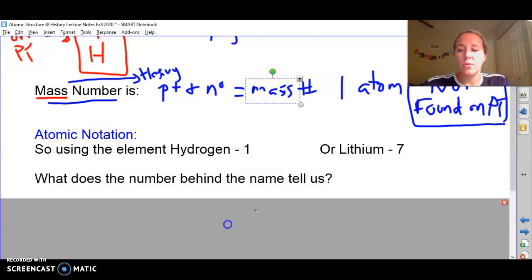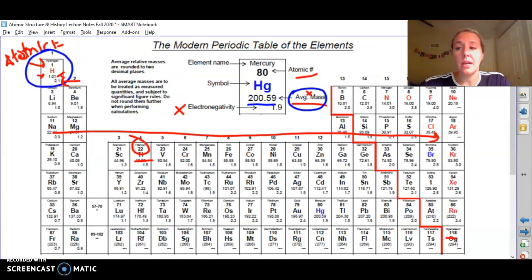Okay, so what does the number behind the name tell us? If we look at hydrogen-1 or lithium-7, sometimes students want to compare to what they see on the periodic table. They see hydrogen-1 up here, and then they see this 1.01. And if you look at lithium, you see 3 here, and then you see 6.94.